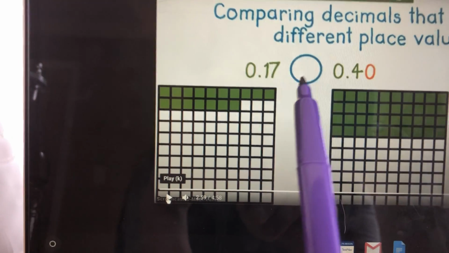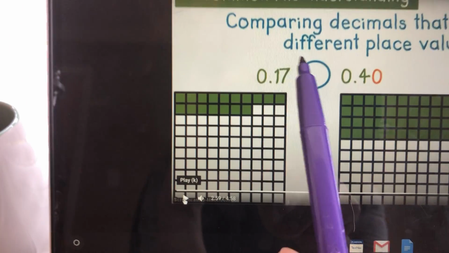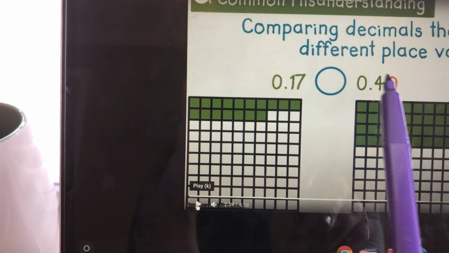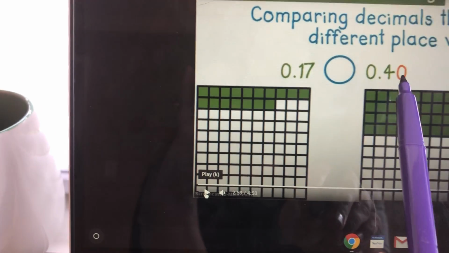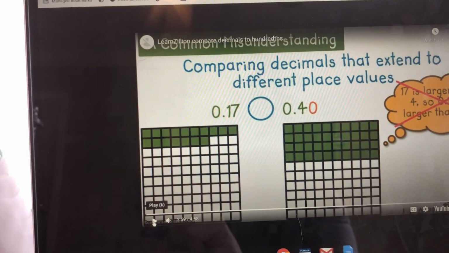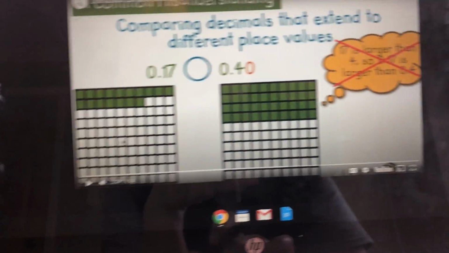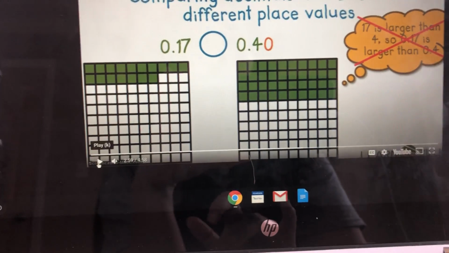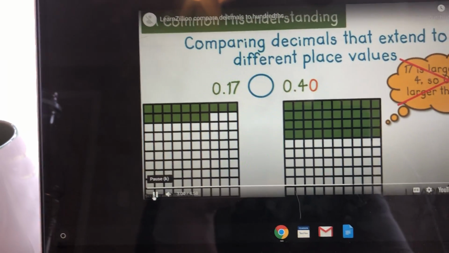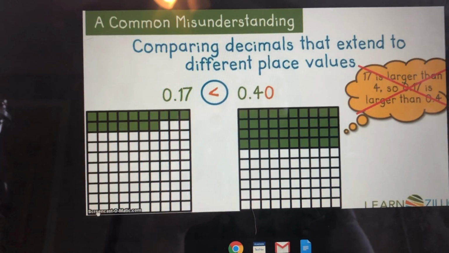So now we can think about it as cookies, because we both have numbers in the hundredths place. Would you rather have 40 cookies or 17 cookies? 40 if you're really hungry. 40 is bigger. We can compare. 17 hundredths is less than 40 hundredths.